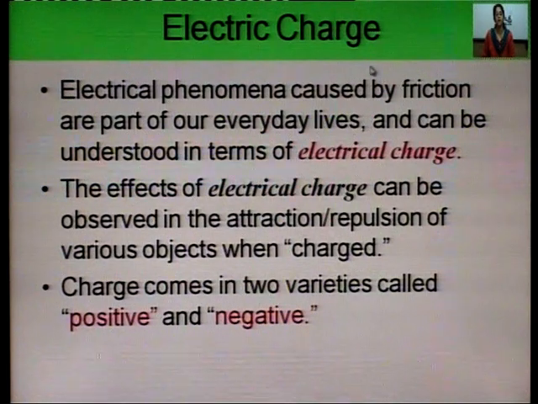So let's define what is electric charge. Electrical phenomena caused by friction are part of our everyday lives and can be understood in terms of electrical charge. The effects of electrical charge can be observed in the attraction or repulsion of various objects when charged. Charge comes in two varieties called positive and negative charge. So there are two types of charge, positive charge and negative charge, and the effect is mainly either attraction or repulsion.